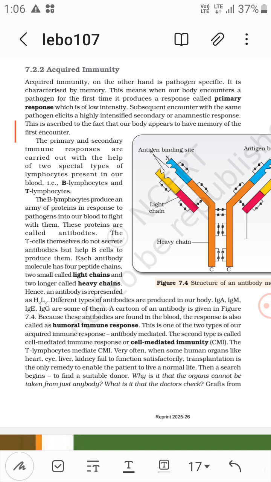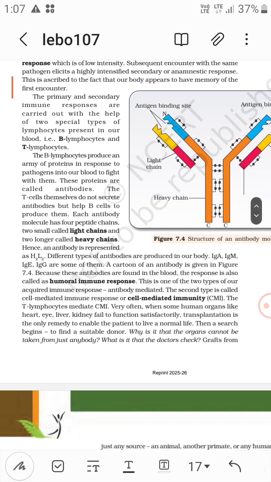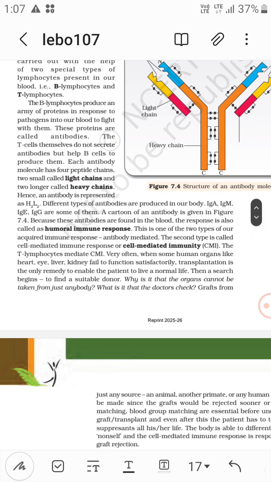The T cells themselves do not secrete antibodies but help B cells to produce them. Each antibody molecule has 4 peptide chains, 2 small called light chains and 2 longer, that is heavy chains. Hence an antibody is represented by H2L2. Different types of antibodies are produced in our body. IgA, IgM, IgE and IgG are some of them. A cartoon of an antibody is given in the figure.